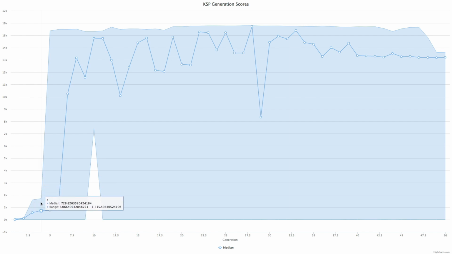And we can see that really quickly this starts to pick up. At generation 5, we see one did really, really well. It got a score of 15,376 point something. And we've got the median here that is just the middle point between all of these generations.